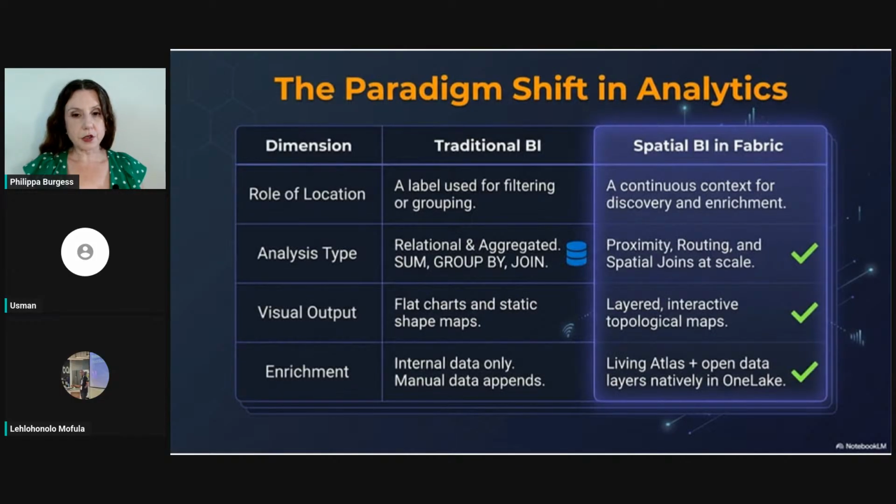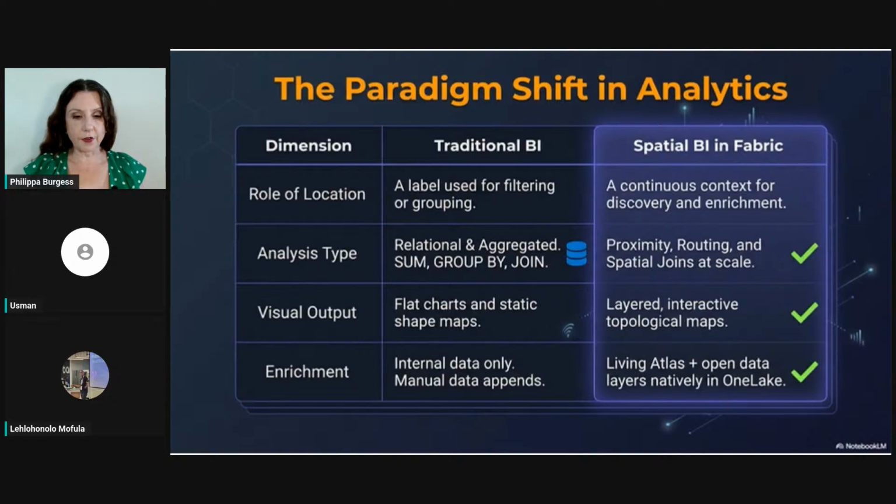So we've got this paradigm shift in analytics. There's the role of location, analysis type, visual output, and enrichment. In traditional BI, location is a label used for filtering or grouping. In spatial BI in Fabric, it's a continuous context for discovery and enrichment. Traditional Power BI is relational and aggregated, joined by key or group. Here you've got proximity, routing, and spatial joins at scale.